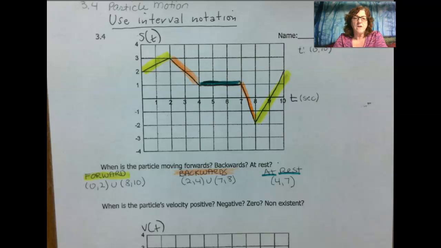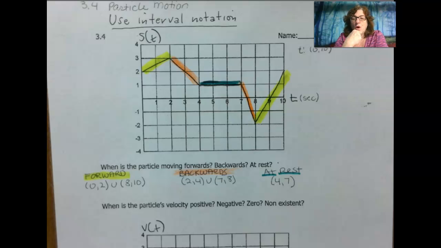As you can see here, I color coded this to make it easier for you to visually see. The particle is moving forward when the slope is positive, so that's from 0 to 2 and 8 to 10. It's moving backwards when the slope is negative, so from 2 to 4, union 7 to 8. And it's at rest when the slope is equal to 0, so that would be a horizontal line, and we're looking at from 4 to 7.